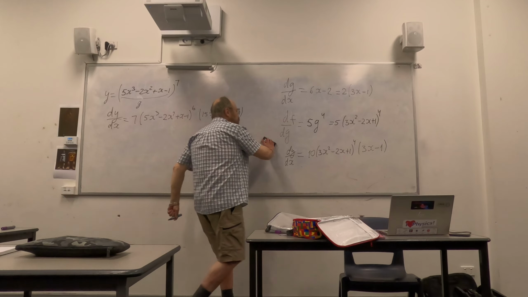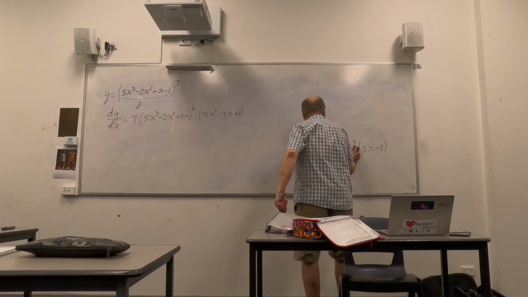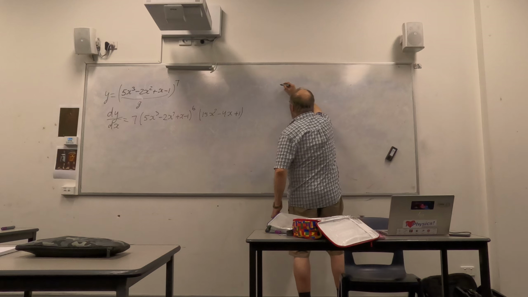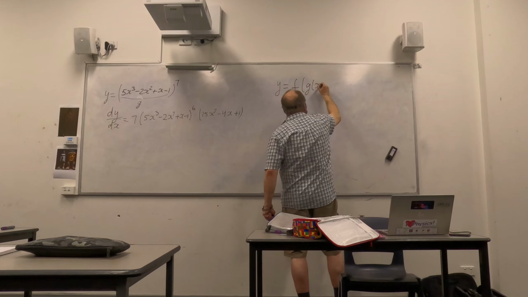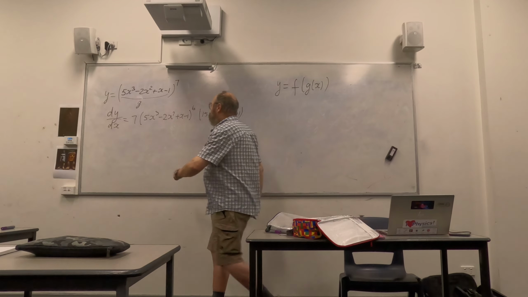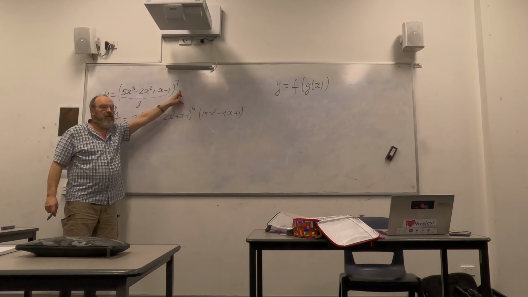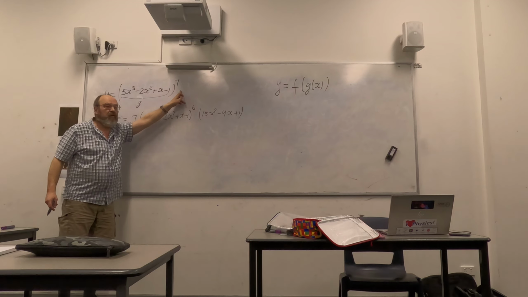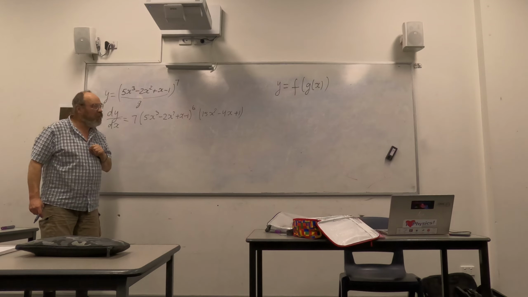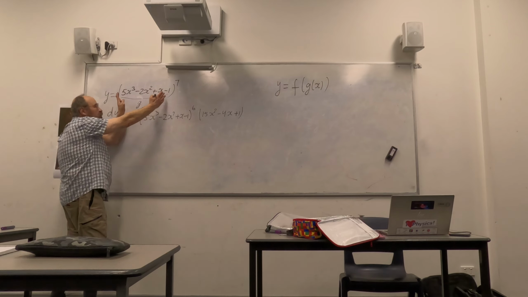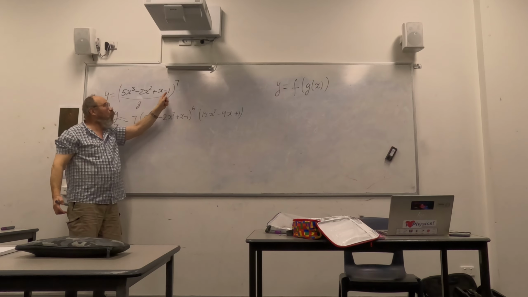Because the rule of differentiation, when you have a function y equal f of g of x, we have a function of a function. We have a function because the power of 7 is a function. It's not x in the power of 7, it's another function in the power of 7. So when we have a function of a function, do you understand that it's a function of a function?